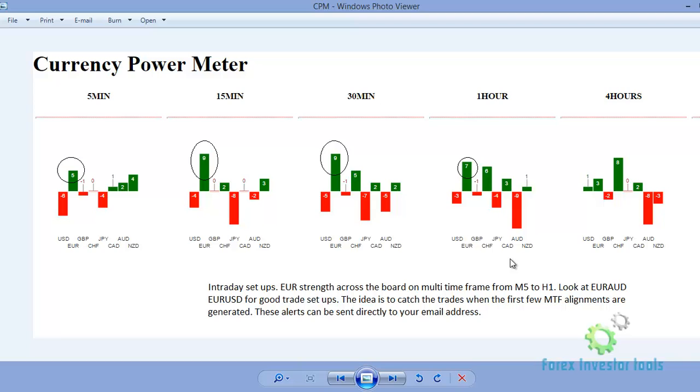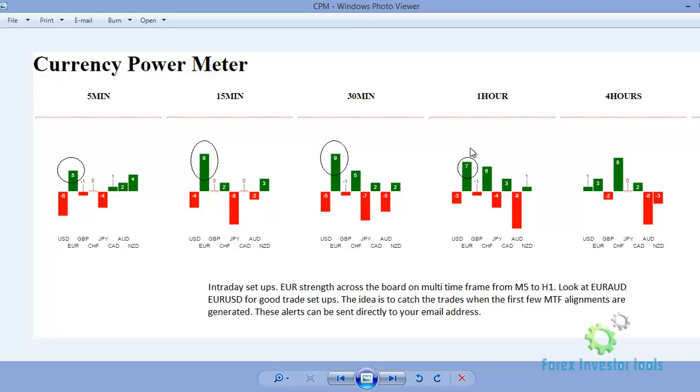But what is more important is that, one, when you're looking at the power meter, we are looking at +5. Now, +5 and above is considered to be strong. -5 and below is considered to be weak. Okay, now since we're looking at the 1 hour time frame, our focus would be the 1 hour. Our focus will always be the 1 hour.